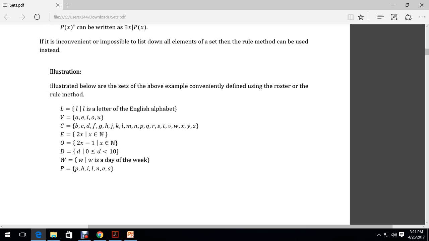Now, the same goes if we let x equal to 2, then 2 times 2 gives us 4. That would be the second element of E, and so on.